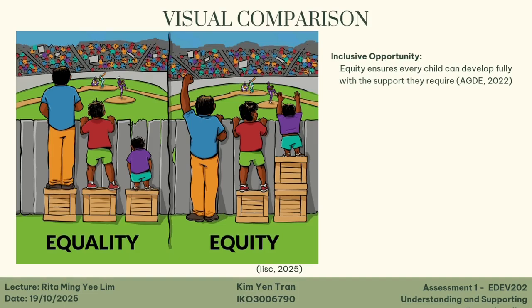A comparison using visuals, where the image clearly illustrates the difference between equality and equity. On the left side, equality shows everyone receiving the same size book, but only two people can see over the fence, while the other child faces a barrier. In contrast, in the image on the right, equity is seen when everyone receives full and necessary support. When some receive more support whereas others do not, this helps everyone to participate in the observations without barriers.